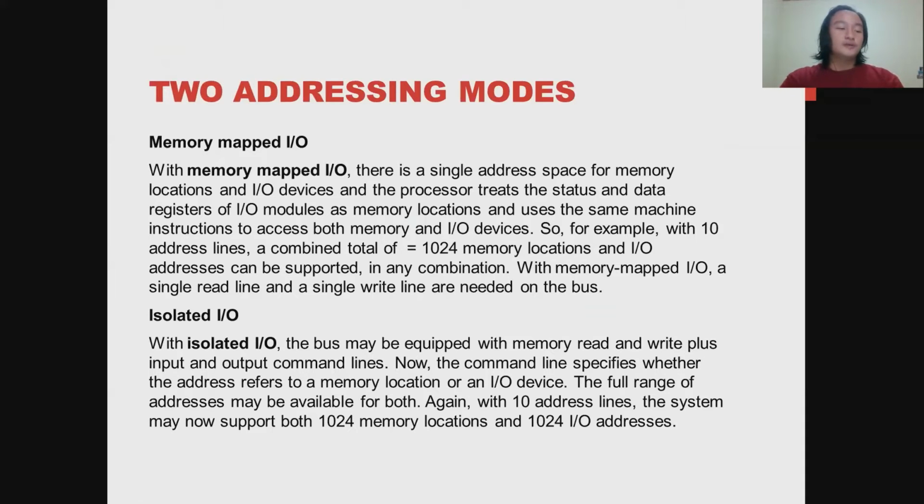2 addressing modes. Memory-mapped input-output. With memory-mapped input-output, there is a single address space for memory locations and input-output devices. The processor treats the status and data registers of input-output as memory locations and uses the same machine instructions to access both memory and input-output devices. So for example, with 10 address lines, a combined total of 1024 memory locations and input-output addresses can be supported in any combination.